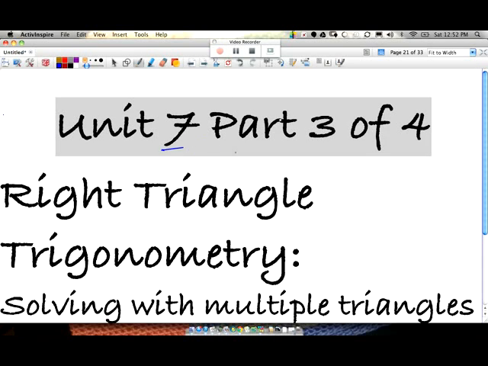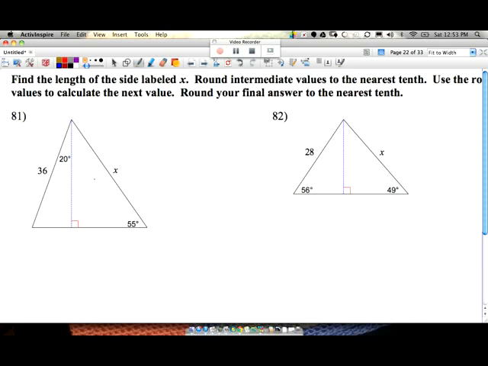Alright, geometry, we are still looking at Unit 7, which is right triangle trigonometry, but now we're going to be solving triangles, or finding pieces with multiple triangles that have shared sides. So, let's just jump right in. Notice here that this is kind of one triangle, but it's really split into two triangles.